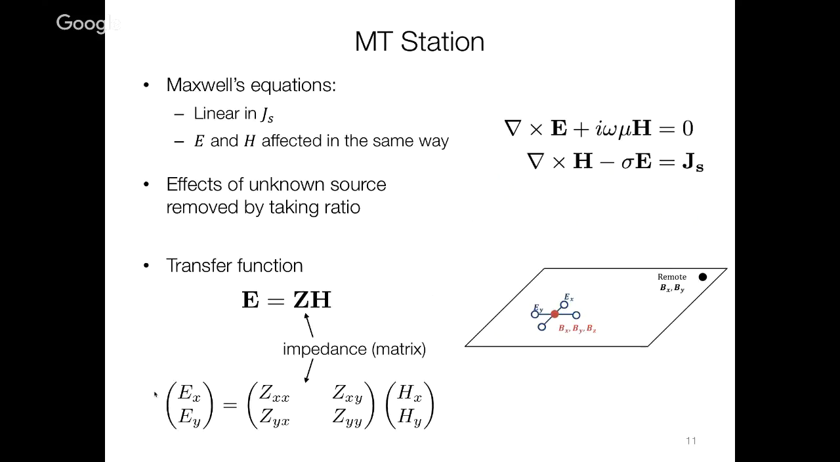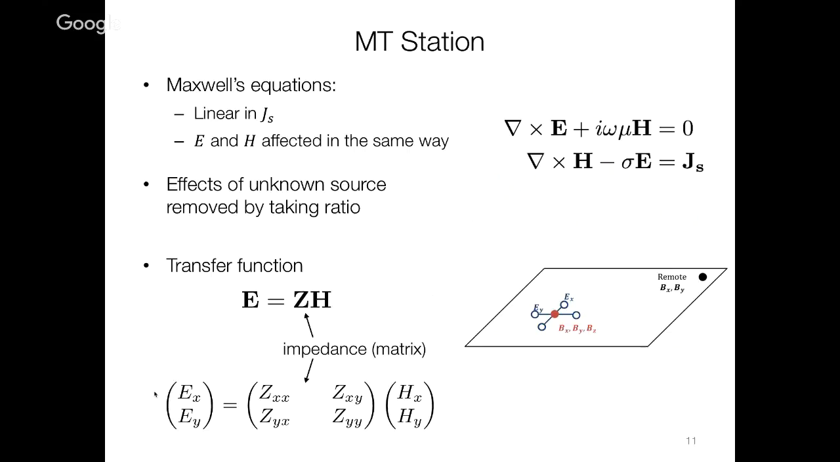The quantity on the right-hand side is the source term. And we notice that both E and H are going to be dependent in the same way on the source term. If we double the source term, then E and H are going to double. And if we move that source term away, E and H are still going to be affected in a similar way. What that means is that we can get rid of the effects of the source by taking a ratio of.